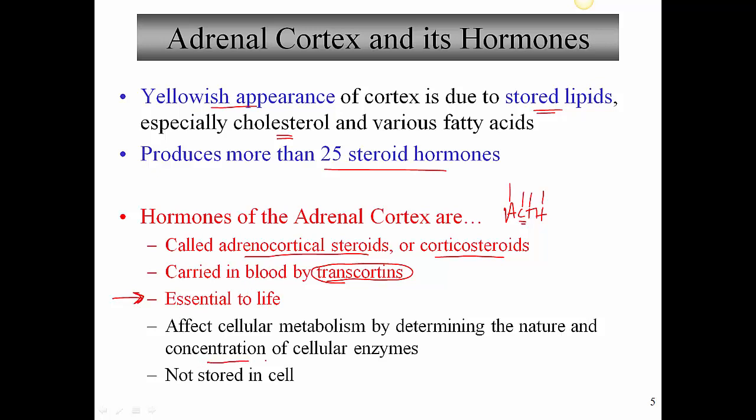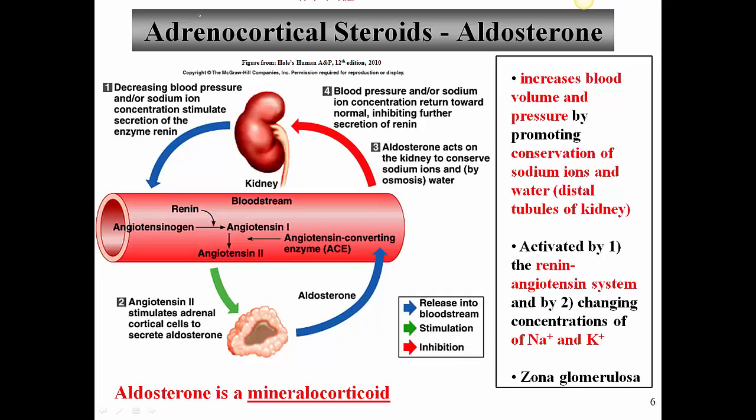Now, we don't have these adrenal cortical hormones stored in the cell, and as we'll see later, this is going to be part of the exhaustion phase of the stress response because we don't store these in the cell, and the adrenal cortex can only make these hormones so quickly. So let's talk about the first class of adrenocorticosteroid.